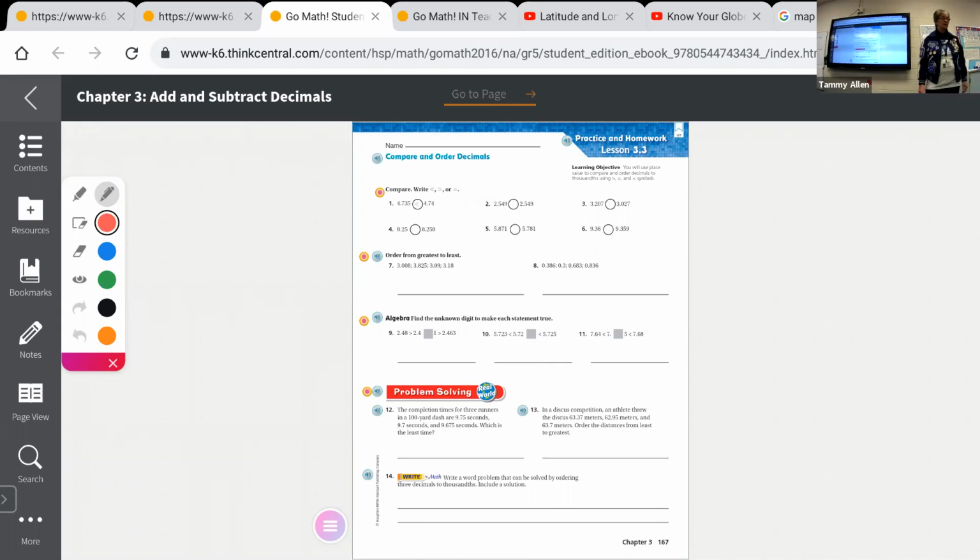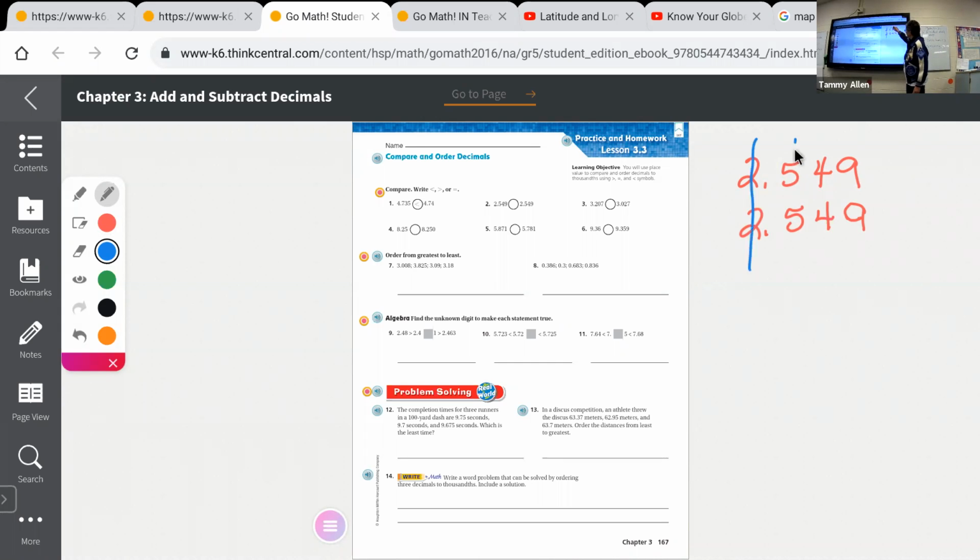And as we take a look at our assignment next, you were to have lined up your numbers, lining up place value with place value. And as we compare number 2, our ones place are the same, our tenths are the same, our hundredths are the same, our thousandths are the same. Therefore, these are equal.